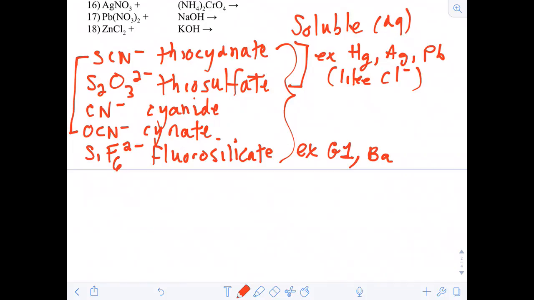Cyanide is just like the chlorides as well. So actually we can expand this little thing to here. So all of these, the only exceptions are lead, mercury, and silver. And this one, the only exceptions are group 1 and barium. Cool. So put that on your periodic table. That'll help you work through this problem set.